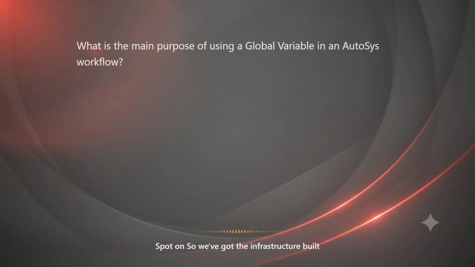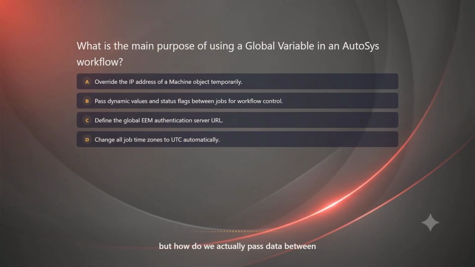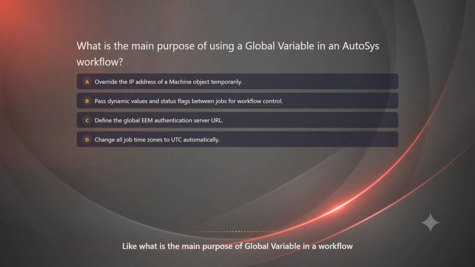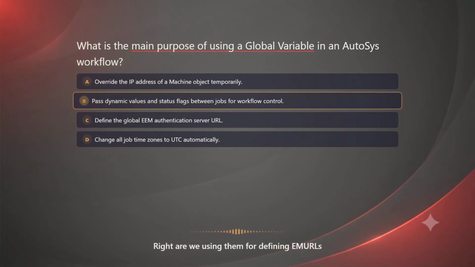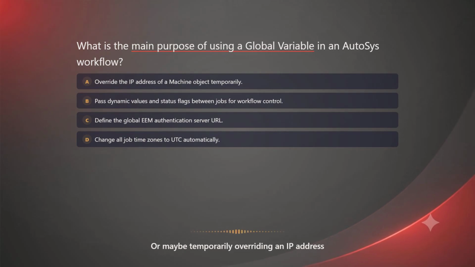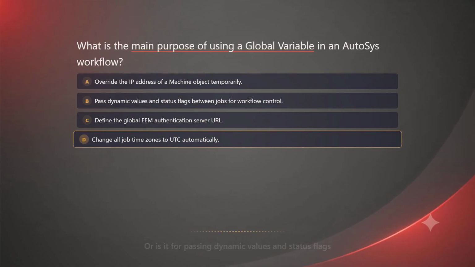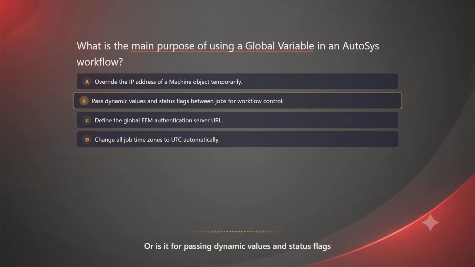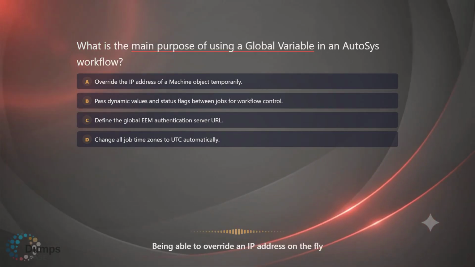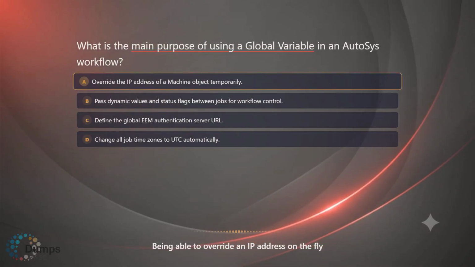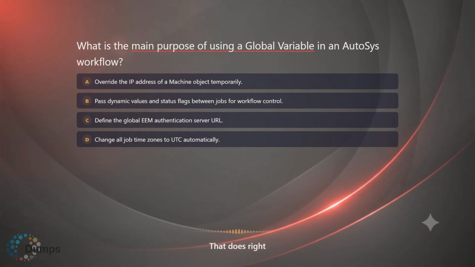Spot on. So we've got the infrastructure built, but how do we actually pass data between these systems? Like, what is the main purpose of global variables in a workflow? Right. Are we using them for defining EM URLs or maybe temporarily overriding an IP address or changing time zones to UTC? Or is it for passing dynamic values and status flags? Honestly, if I'm troubleshooting a really stubborn agent, being able to override an IP address on the fly sounds incredibly useful. It does, right.